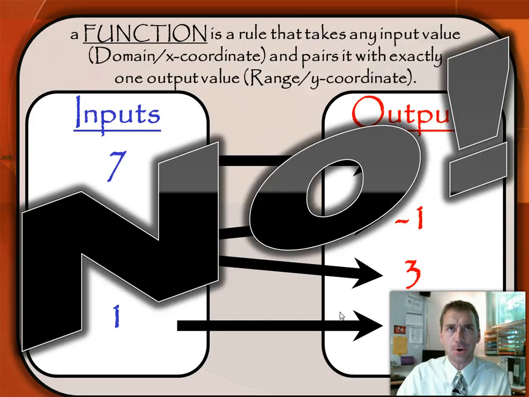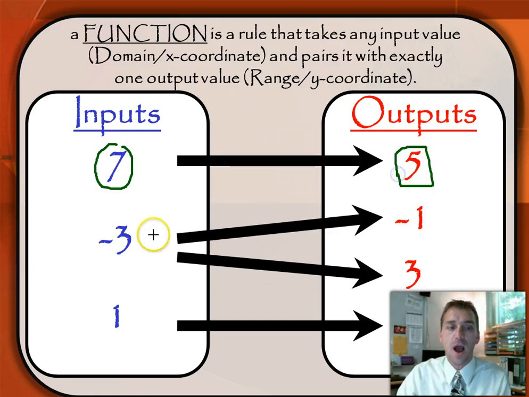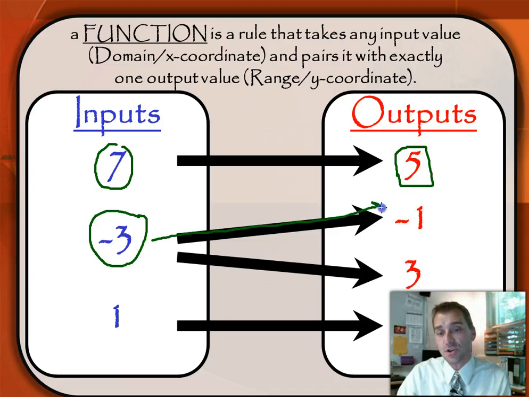Why? Because each input value, yes, the 7 is being mapped over here to the 5. That's beautiful. But the problem is right here. -3, that input value is being mapped to 2 different output values. It's trying to go 2 different places.